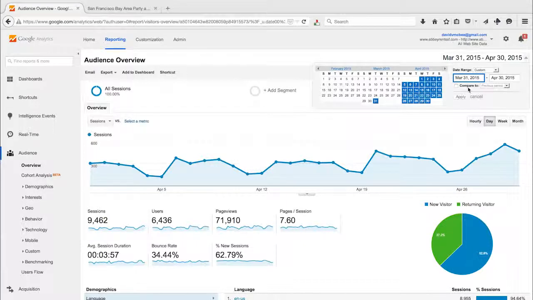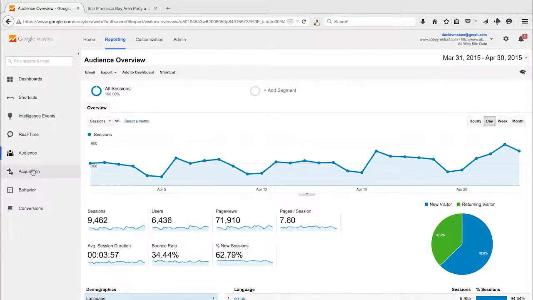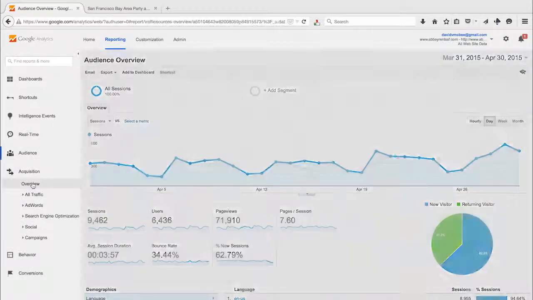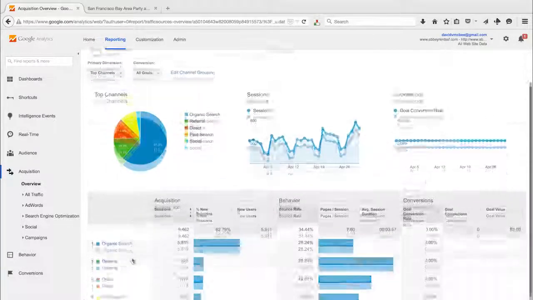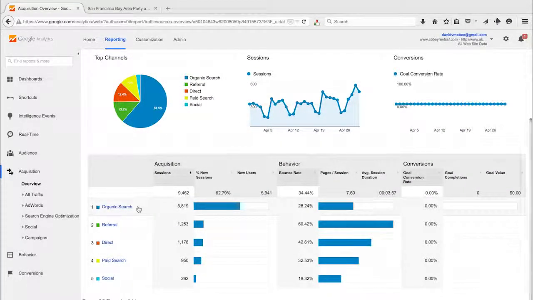The next tab I want to look at is the Acquisition tab. This will give us a high-level look at where our traffic is coming from. You've got organic traffic. These are visitors who found their way to the website from a Google search. These users clicked on the free link on Google, not a paid ad.